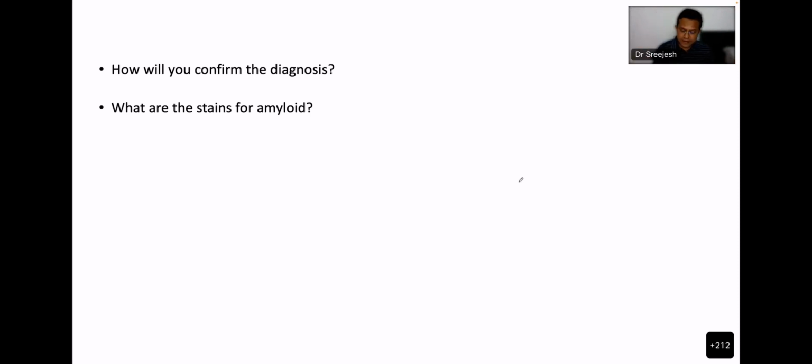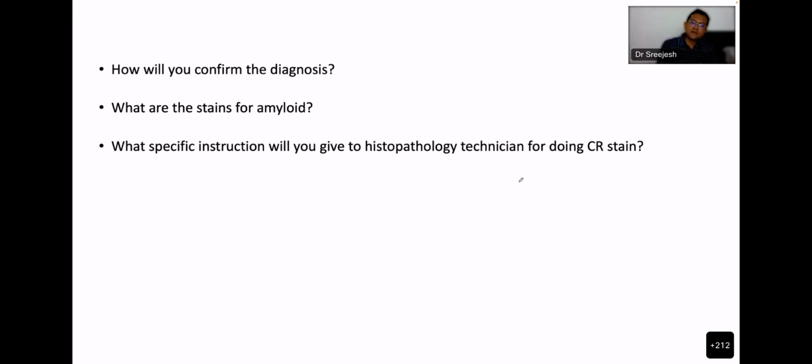And of course, thioflavin. So again, what specific instruction will you give the histopathology technician before doing a Congo red stain? So I don't know. Okay, Sanobat? No, sir. Suppose not only a renal biopsy, suppose you have any other tissue section, what specific precaution should be taken before doing a Congo red stain? Purba? So it should be done in a dark room. Dark room, no. Why should it be done in a dark room?